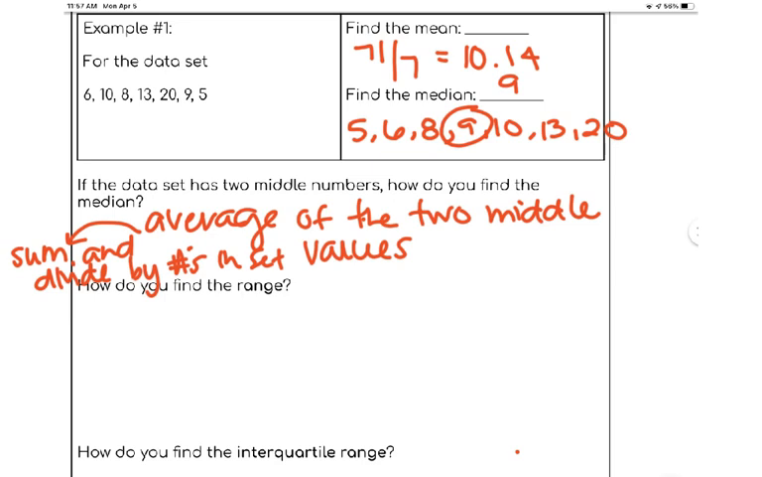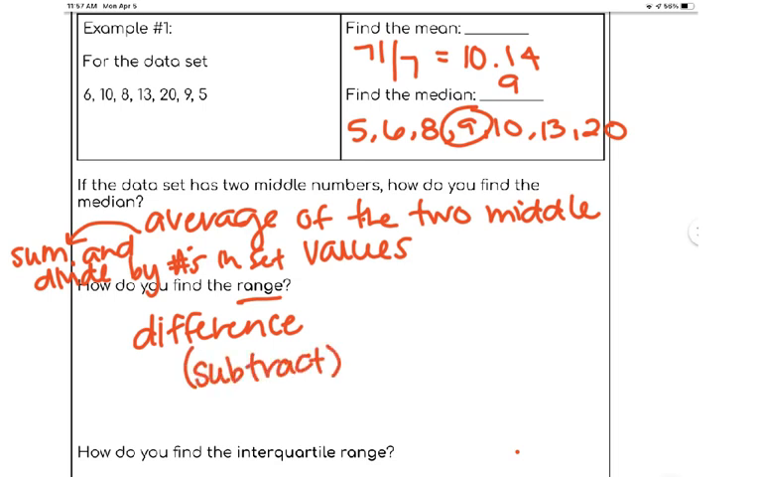Okay, so now let's talk a little bit about spread. So we've talked about measures of center. Now let's talk about measures of spread. One of which is called the range. So the range is where you take the difference. Remember, in math, the difference is subtracting. You're going to find the difference between the max and the min, meaning your largest number and your smallest number. And you're just going to subtract those. So that is our range.